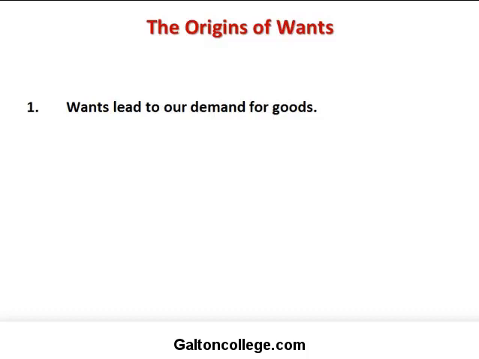Sometimes our wants are very basic. We want food or shelter, clothing. These are very basic wants, but we satisfy those first. It's similar to Maslow's hierarchy of needs, which is dealt with in other videos on the course. But we satisfy the basics and then we move up to the next level of want.